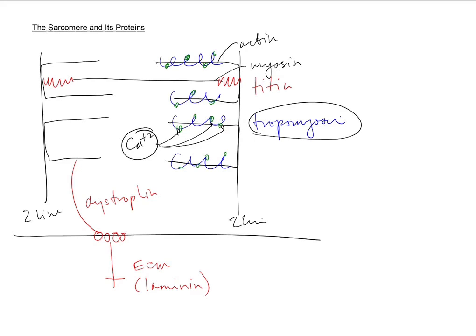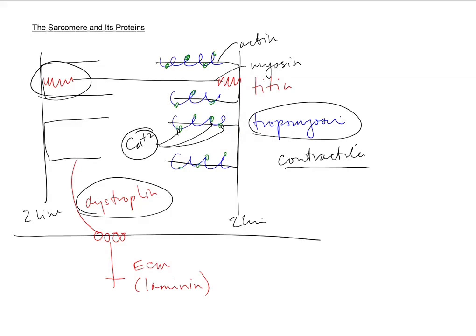So we can see then we have contractile proteins, which are going to consist of our actin, myosin, and the regulatory proteins of tropomyosin and troponin. And then you can see we have structural proteins such as dystrophin and titin.